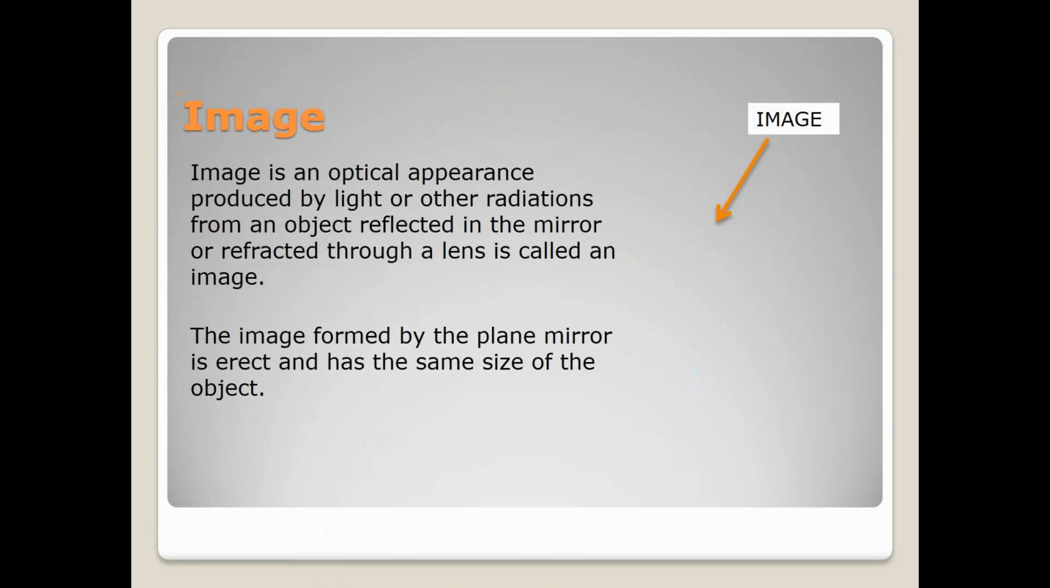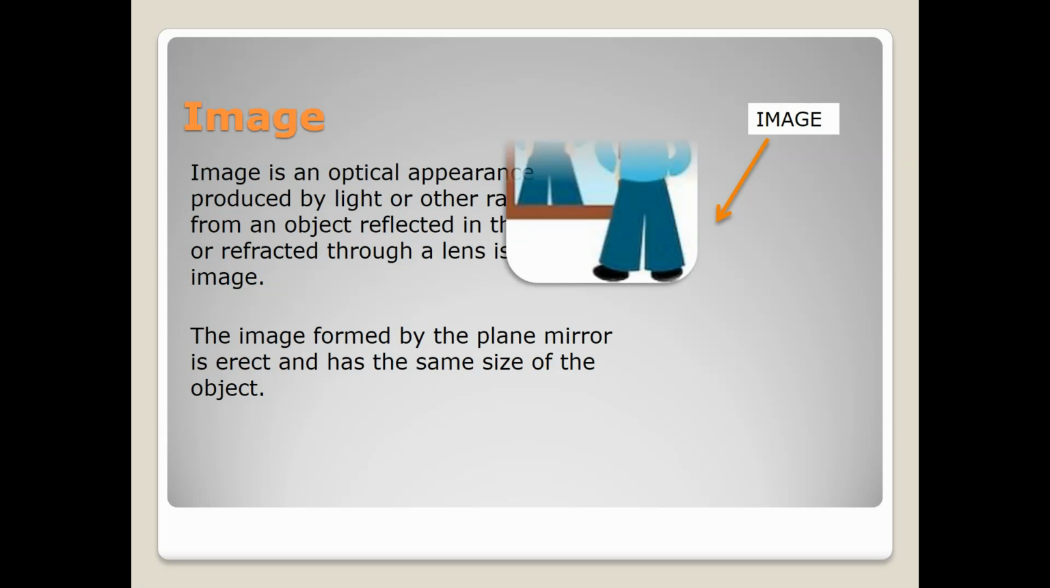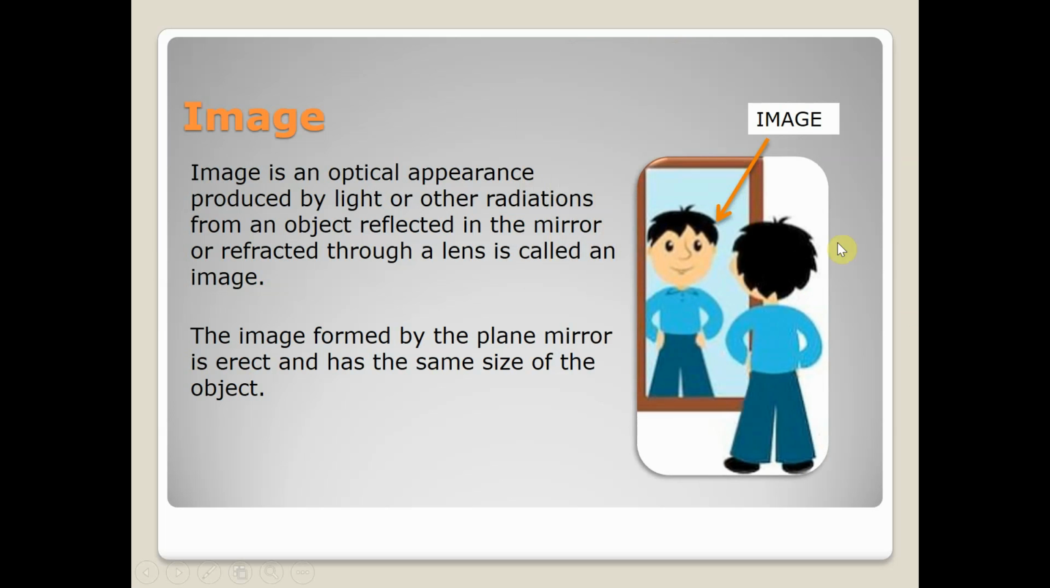Now coming to image. An image is an optical appearance produced by light or other radiations from an object reflected in the mirror or through a lens. The image formed by the plane mirror is erect and has the same size as the object. As you can see in this picture, there is a boy standing in front of a plane mirror and there is an image of himself in the mirror. The image is erect and has the same size as the boy. This is called the image.